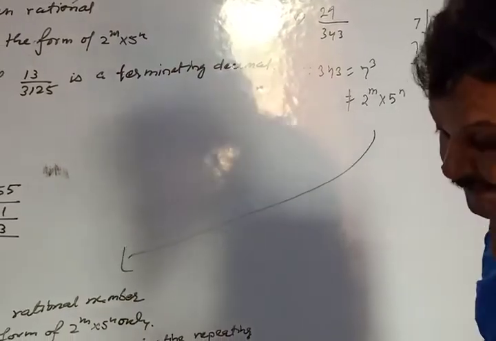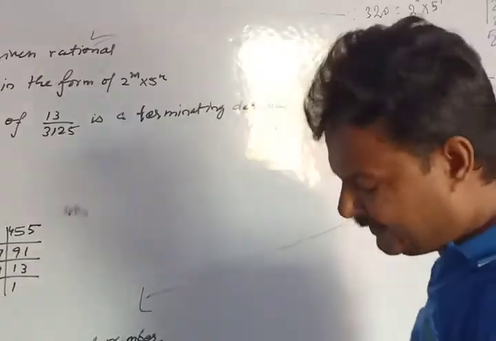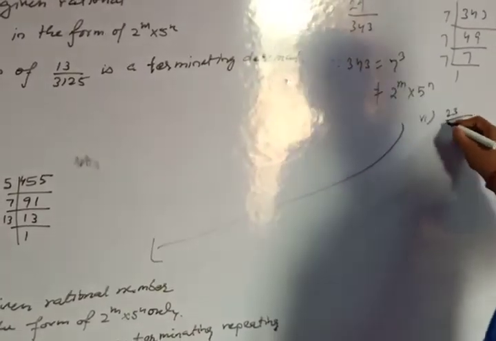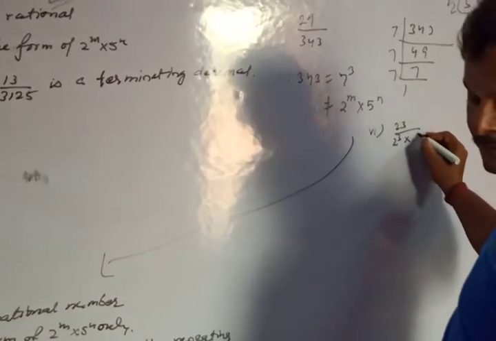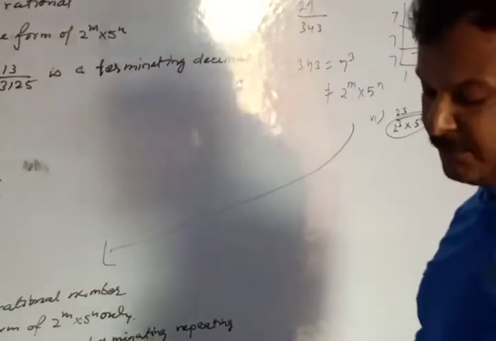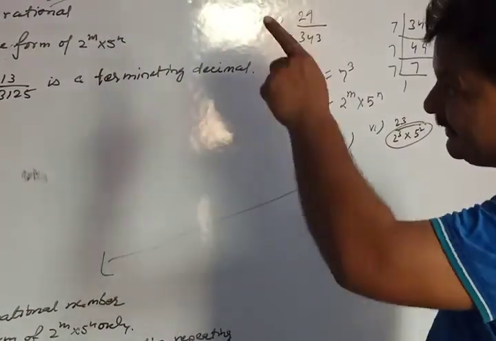I hope you are getting it. Then question number 6 is very clear. It is already given: 23 upon 2 to the power 3 into 5 to the power 2. So the denominator is already in the form of 2 to the power n into 5 to the power n. It will be a terminating decimal. You can write it the same way.